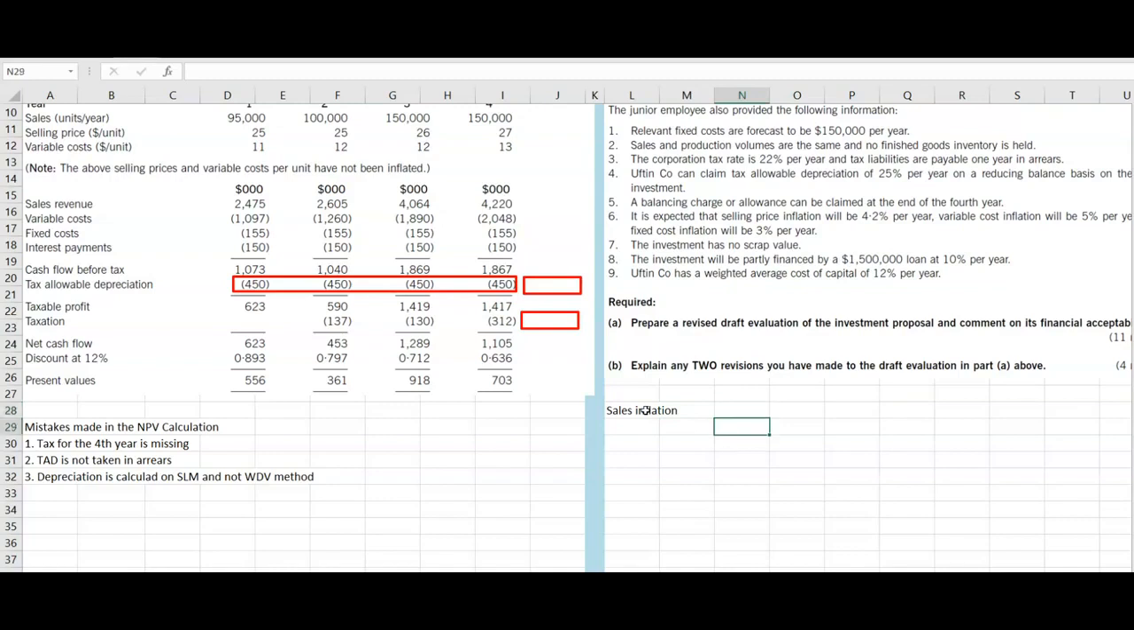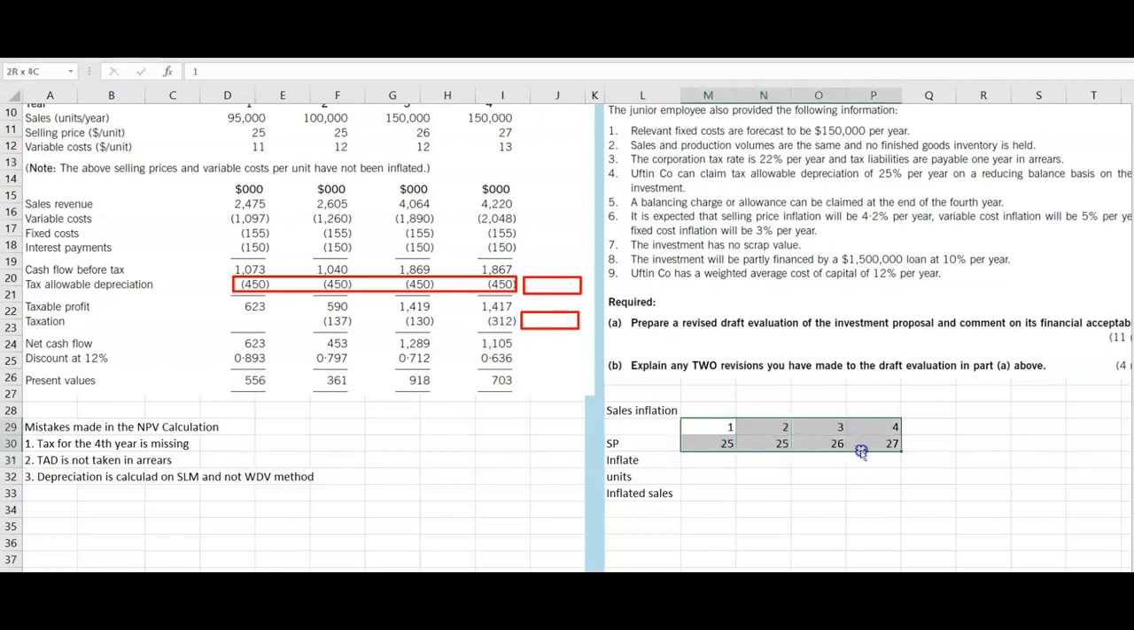So we can take it as year 1, 2, 3, and 4. So we have the selling price, we can inflate it, and we can have the units, and then we can have the inflated sales. Okay. So selling price is 25, again 25, 26, and then 27.